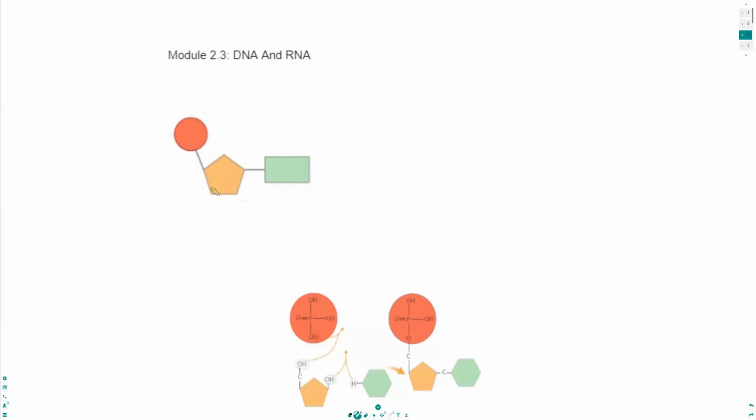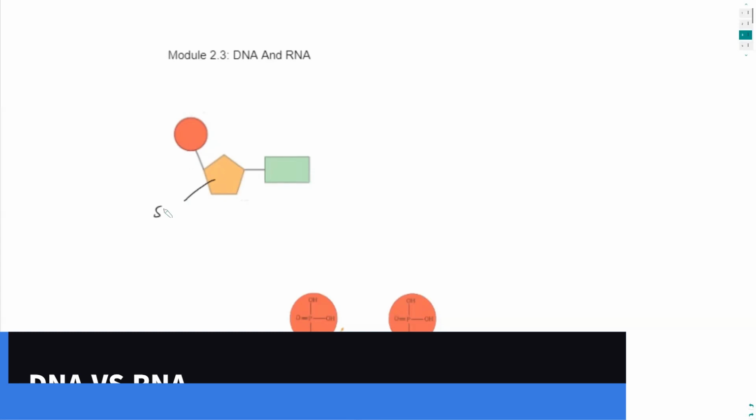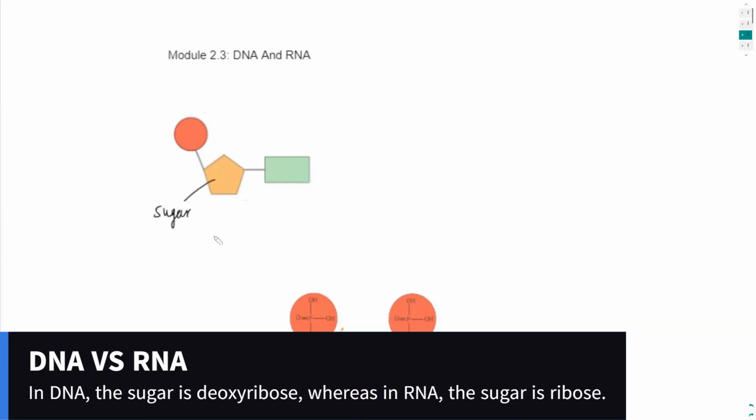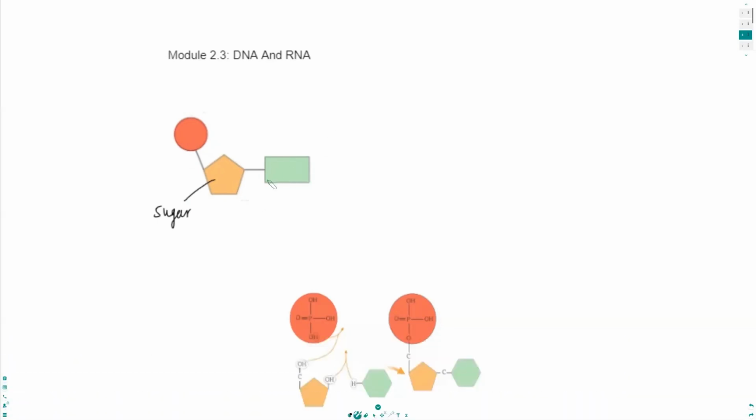The orange thing here, this is our sugar. And the sugar is normally deoxyribose or ribose. It's a pentose sugar. To the right, bonded here to the sugar, we have our nitrogenous base, or just base for short.